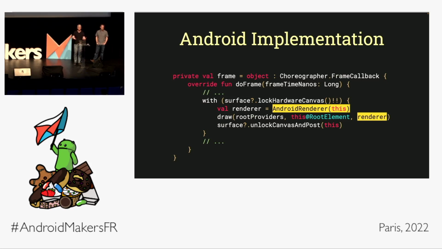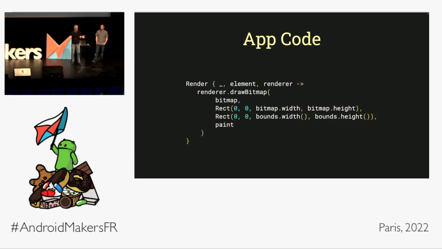So it creates a new renderer object, and it creates an Android renderer, because this is the Android implementation, and it passes in the canvas that it got from the surface, which allows the renderer to know how to draw stuff under the hood. And then the app code just gets this generic render object. It doesn't need to know what a canvas is. It doesn't need to know anything about Android. It just calls the renderer.